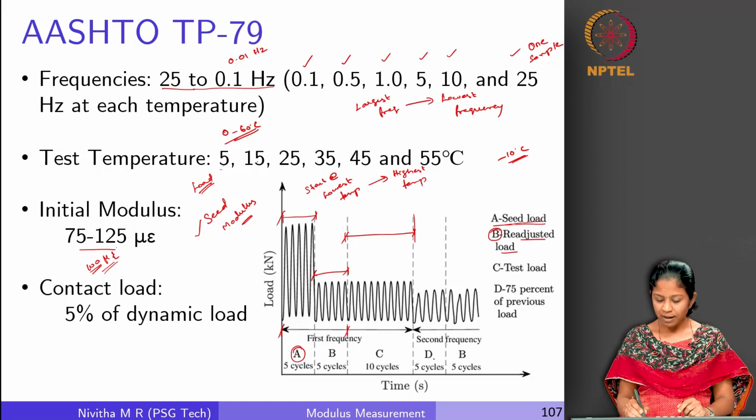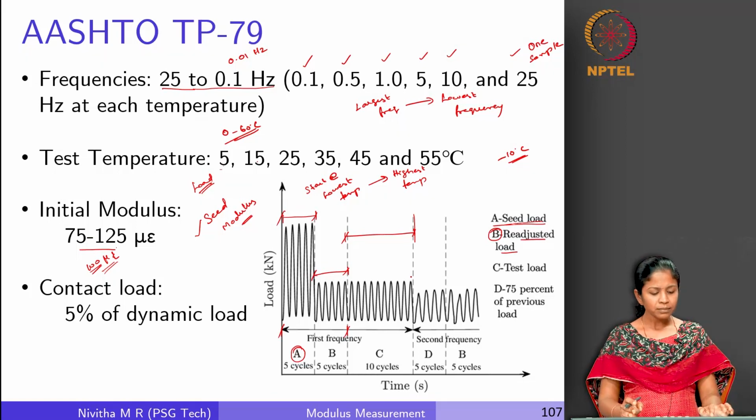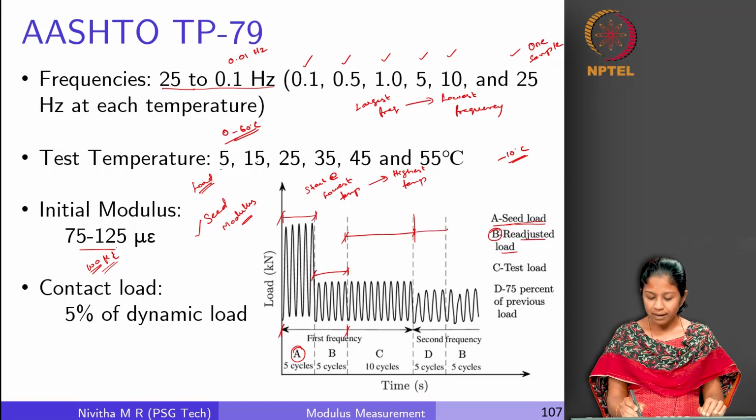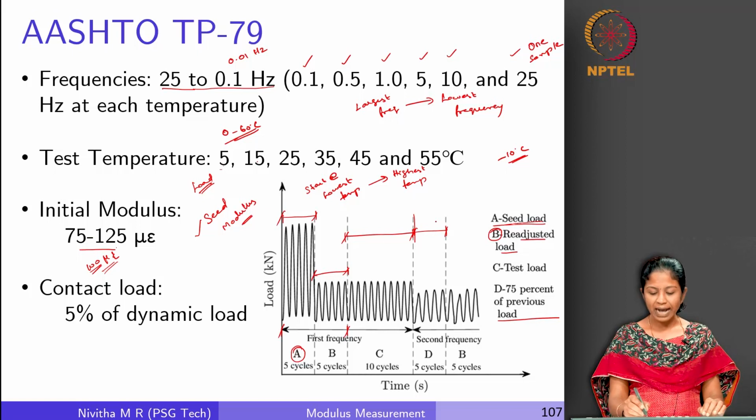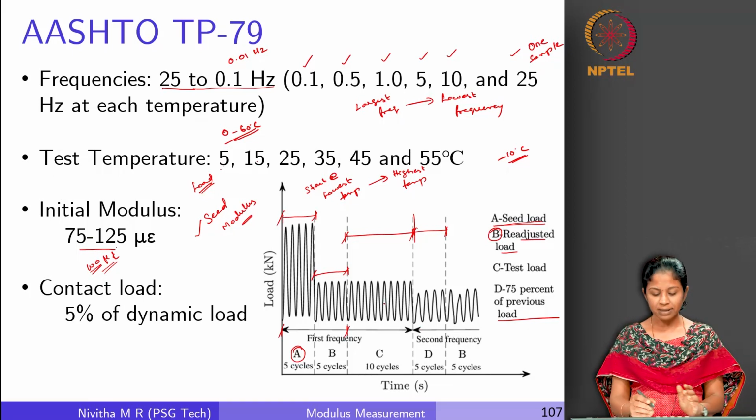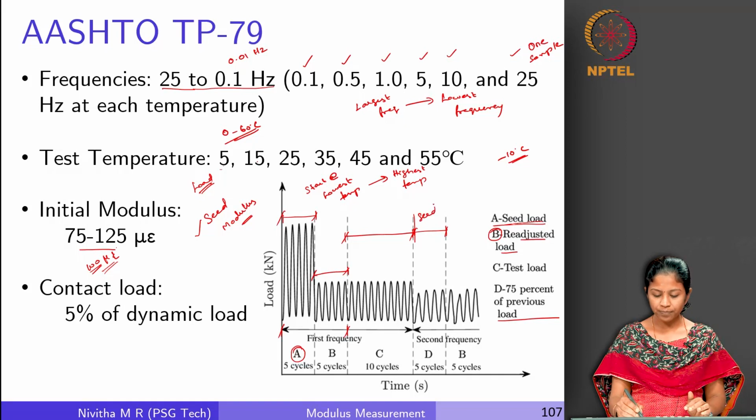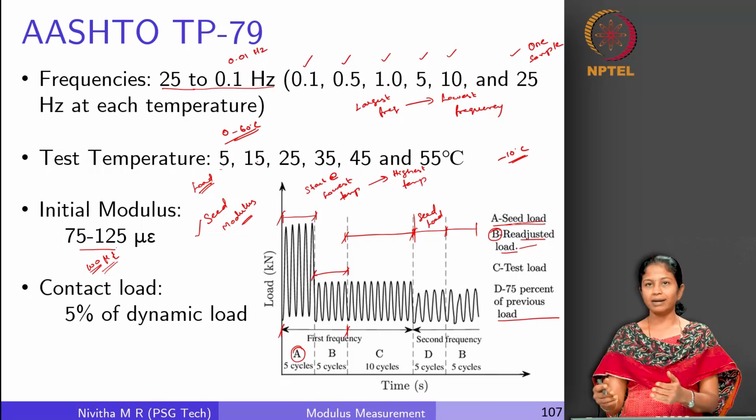For the second frequency, we have to again repeat the same procedure, right, because we have to compute the modulus for attaining a strain value between 75 to 125 micron. So the seed modulus portion will begin here also, but here you do not have to give a guess value. It will take 75% of the previous load as the load here, and the corresponding modulus will be calculated, right. So in the second set we have the same 20 cycles. The first 5 cycles will be for the seed load, the next 5 will be the readjusted load, and the next 10 will be the test cycles, right.